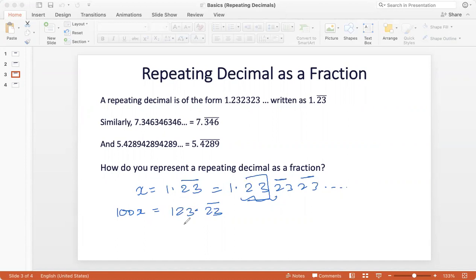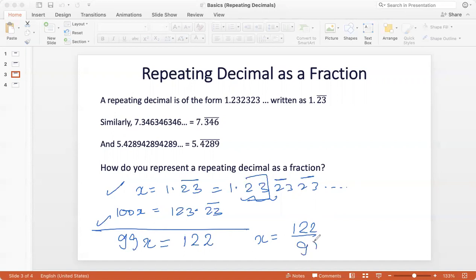And this gives me a method of representing x as a fraction, because now if I subtract this from this, I will get 99x is equal to 122, because the 0.23 bar and the 0.23 bar will go away and you're left with 122. So x would become 122 by 99. So the way to represent a repeating decimal as a fraction is to multiply the decimal by a certain power of 10 so that you get the pattern again after the decimal point, right?